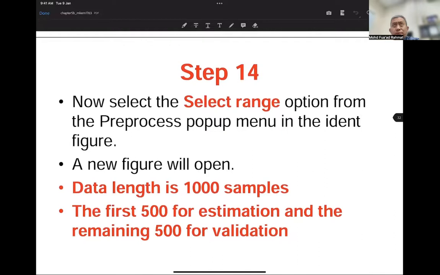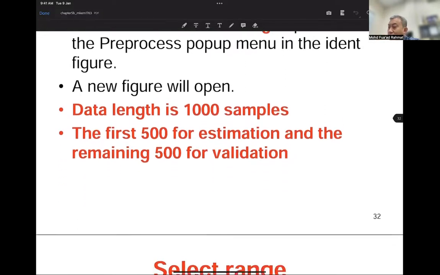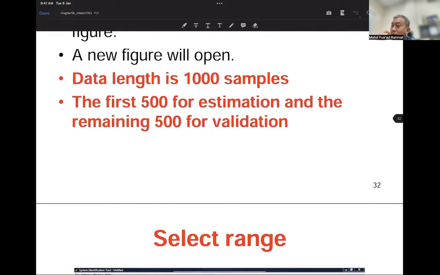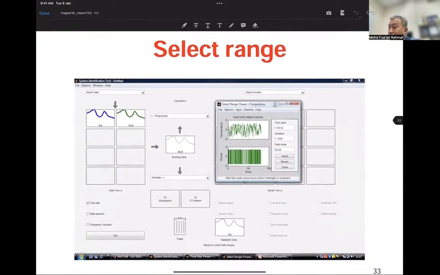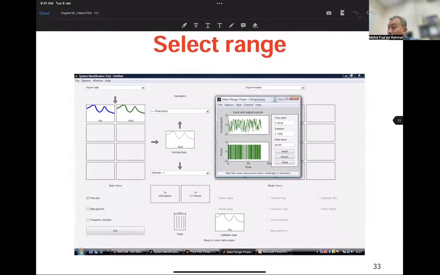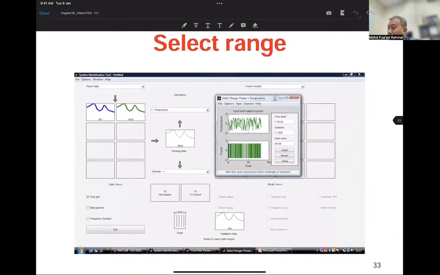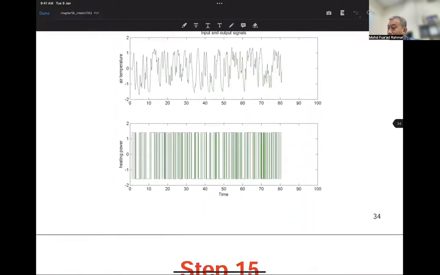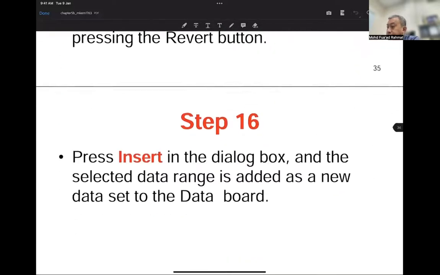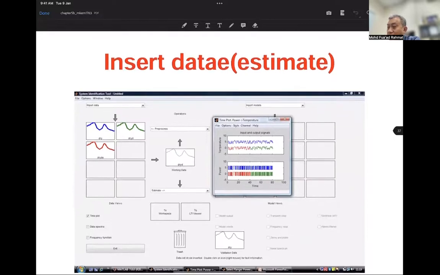Then you proceed with the second pre-processing procedure, which is select range. Since the data is 1000, the first 500 and the remaining 500 will be set for the data. Okay, 1 to 500 for estimation, and 501 to 1000 for the validations. And then start to estimate.